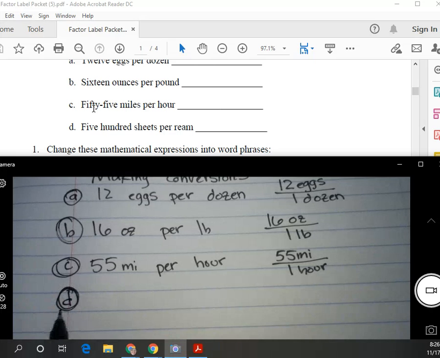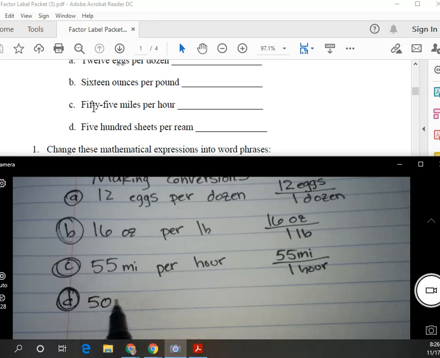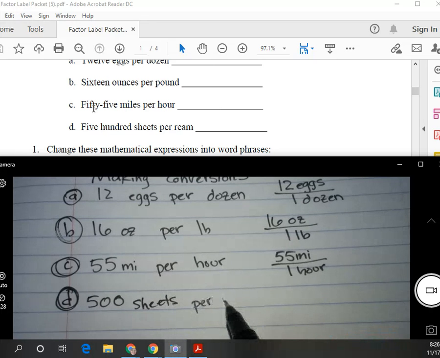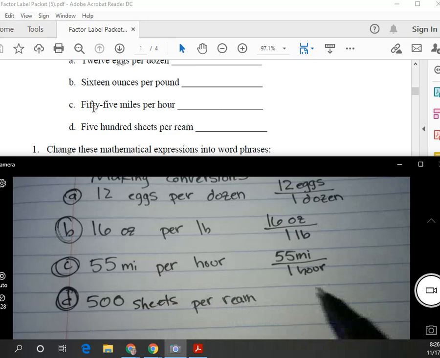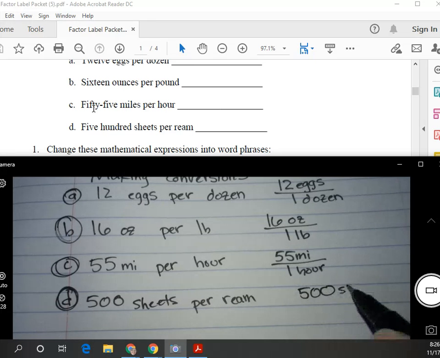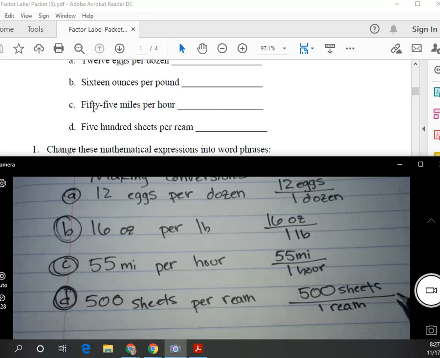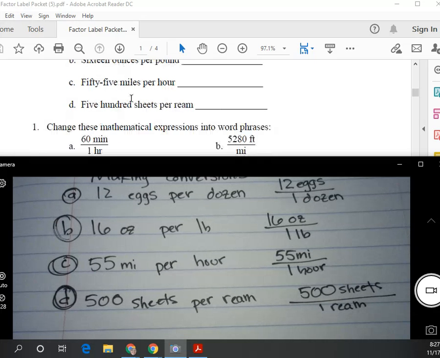So what you should have at 4D, hopefully you already had time to do that, 100 sheets per ream. So you would just have 500 sheets over 1 ream. Notice I keep my unit, 1 ream. It's like that paper you have to buy for the printer, 500 sheets per ream usually. All right, let's continue.